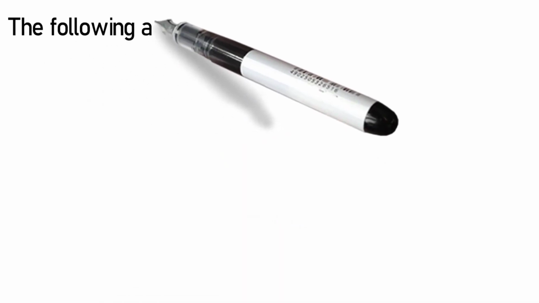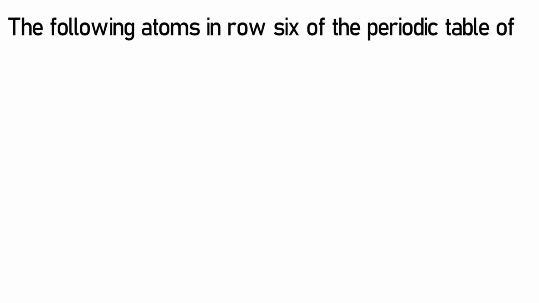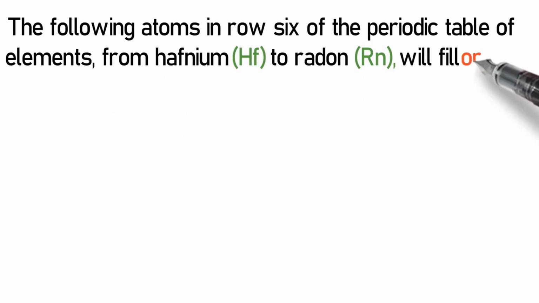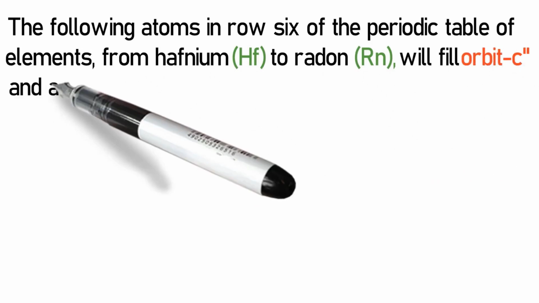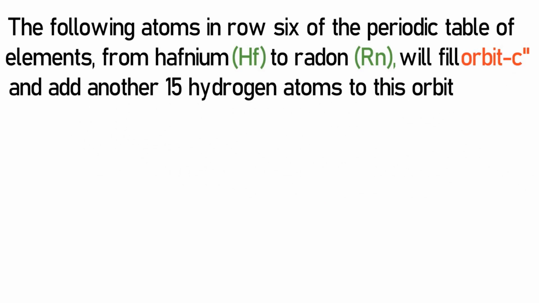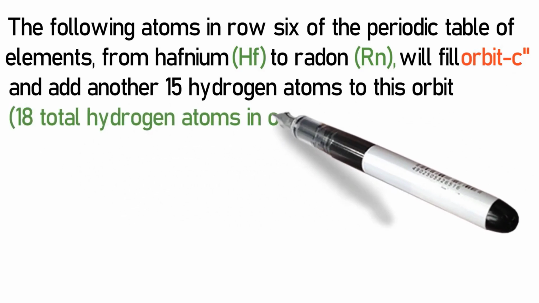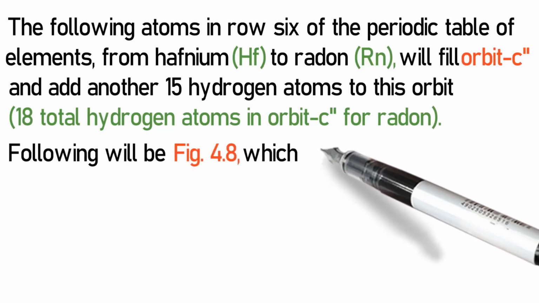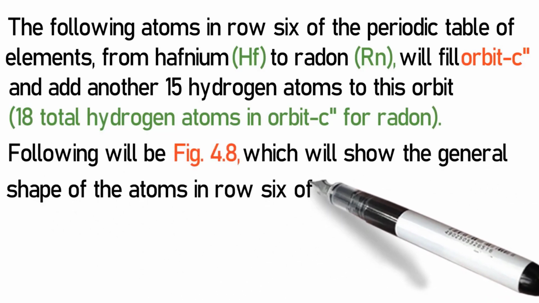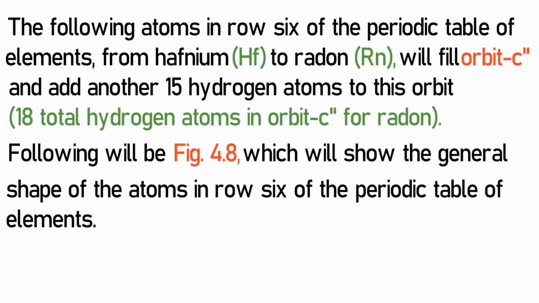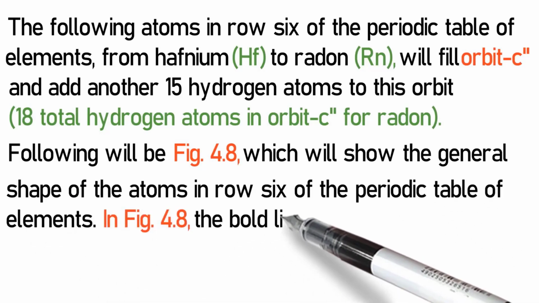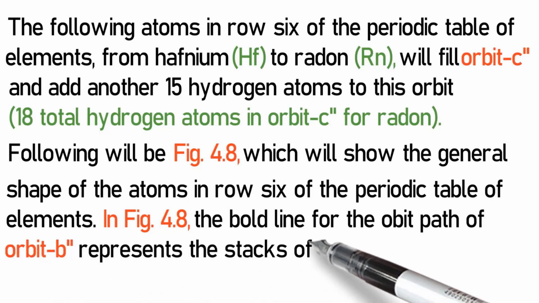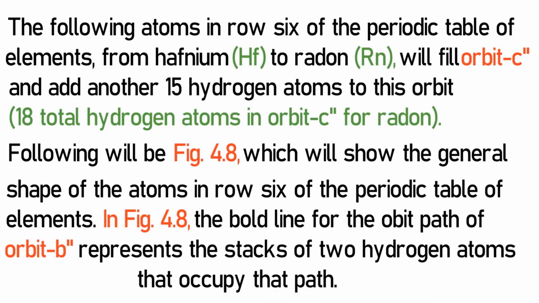The following atoms in row 6 of the periodic table of elements, from hafnium, Hf, to radon, Rn, will fill orbit C' and add another 15 hydrogen atoms to this orbit, 18 total hydrogen atoms in orbit C' for radon. Following will be figure 4.8, which will show the general shape of the atoms in row 6 of the periodic table of elements. In figure 4.8, the bold line for the orbit path of orbit B' represents the stack of 2 hydrogen atoms that occupy that path.